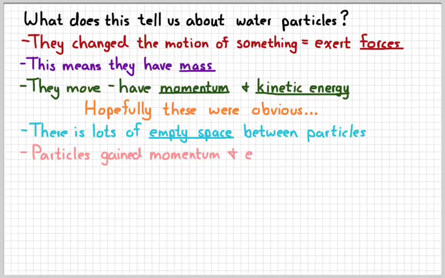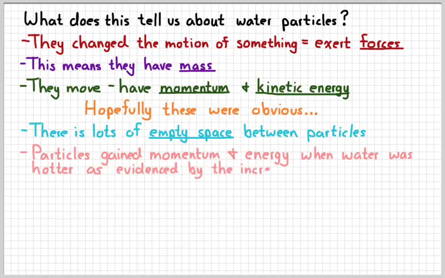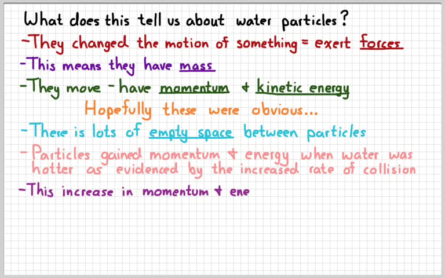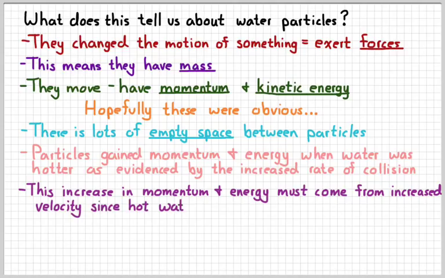Next, those particles gained momentum and energy when the water was heated. The hot water caused the pollen to move around more, zigzag after traveling a lesser distance, which means that there was an increase in the rate of collisions between the water particles and the pollen particles. This increase in momentum and energy couldn't have come from mass, because hot water doesn't start to weigh more, so it must have come from increased velocity.